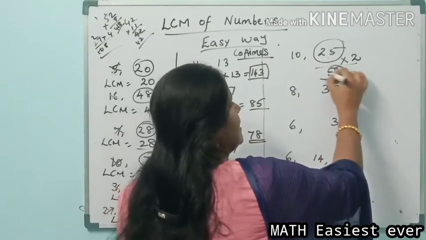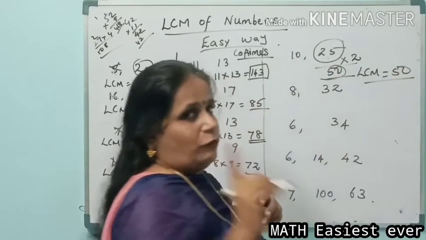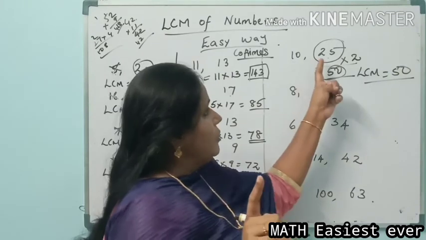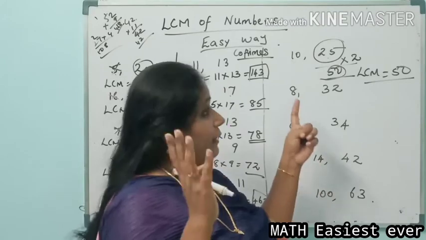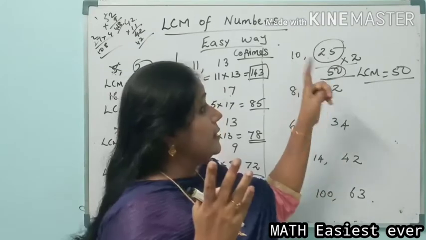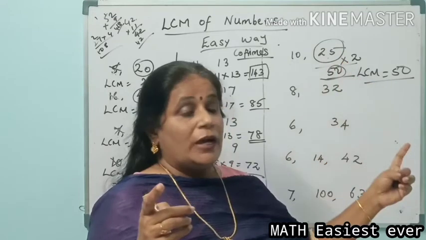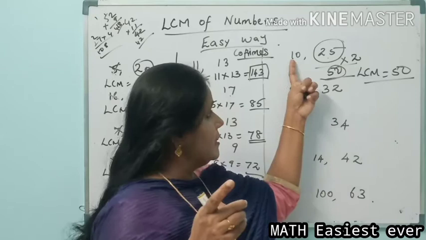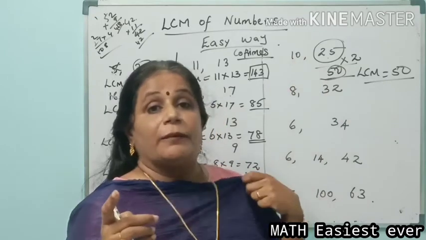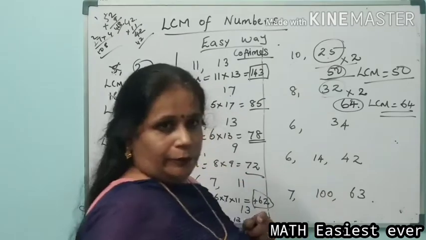So which is the LCM here? LCM is 50. Is it not easy? Only one step you have to do. You have to check whether these two numbers have any common factor. If they have a common factor and if one doesn't divide the other completely, you have to take the bigger number and multiply with 2 and you will get one answer. Check whether this smaller number divides that answer completely, then the bigger number will be its LCM, right?